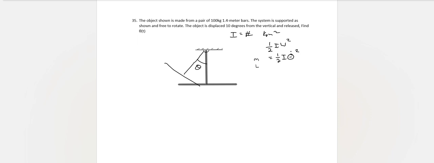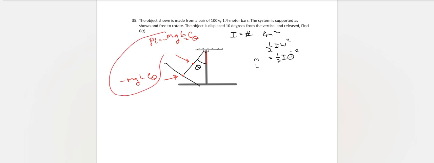Now, as far as this object is concerned, treat it like two different bars with two different centers of mass. This thing has a potential energy of minus mg L/2 cosine theta, because this distance from here to here is L/2 cosine theta. For this object right here, your potential energy is minus mg L cosine theta. And these can be just added together pretty easily. I'll let you do that.